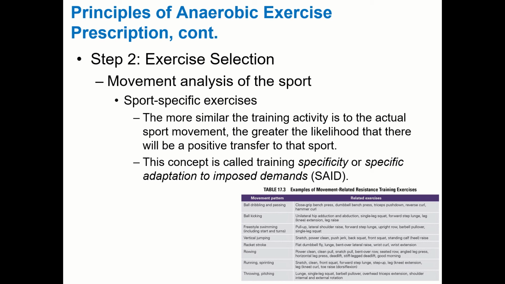So because the body adapts in different ways to different demands, we want to train specifically for the sport. So that's, again, movement specificity, but also metabolic specificity. So that's the concept of specific adaptation to imposed demands, or the SAID principle.